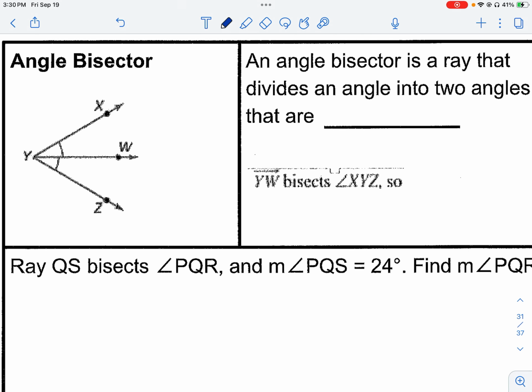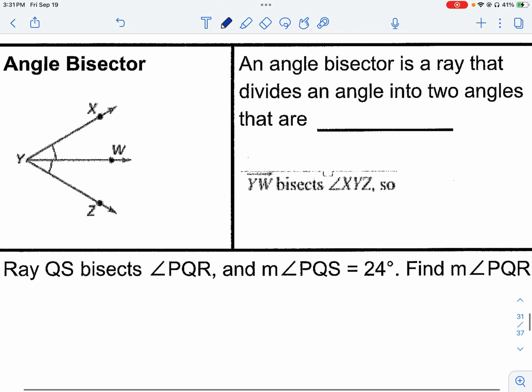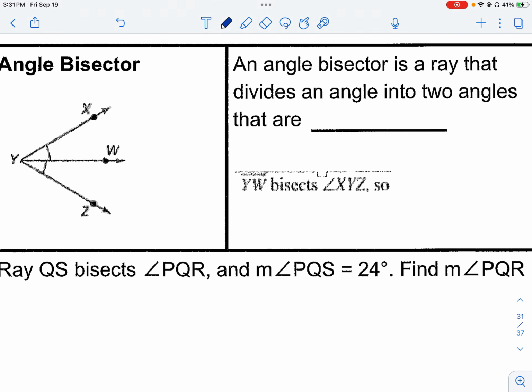All right, so the last thing we're going to talk about is an angle bisector. So if we recall back to when we talked about a segment bisector, the segment bisector is a point, line, segment, or ray that goes through the midpoint of the segment. Essentially, it cuts the segment in half. So the angle bisector is going to cut the angle in half. So the technical definition is an angle bisector is a ray that divides an angle into two angles that are congruent. And as we recall, congruent means same measure.